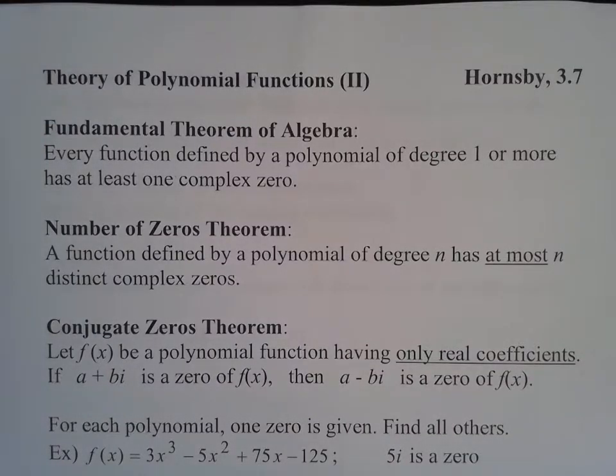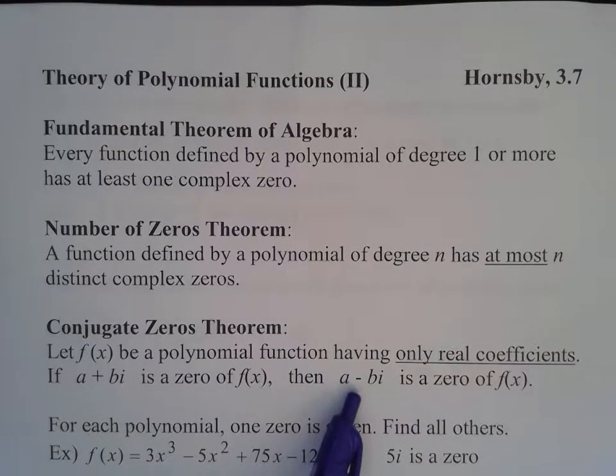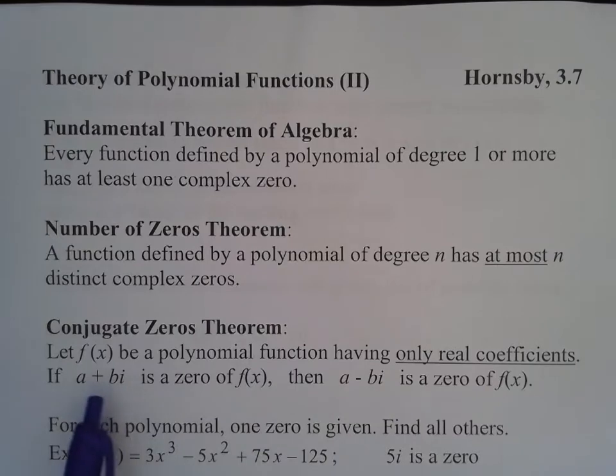Okay, and then we have the conjugate zeros theorem. It says let f of x be a polynomial function having only real coefficients. So that's the criteria to apply this theorem. If we have real number coefficients, then when a complex number is a zero of the function, its conjugate is also a zero. A plus bi and a minus bi are called conjugates of one another, or complex conjugates. One of the properties that conjugates have is that if you were to multiply these two together, we end up removing the i and getting a real number. So it's sort of a complement in that way.